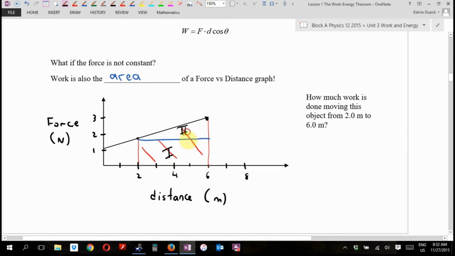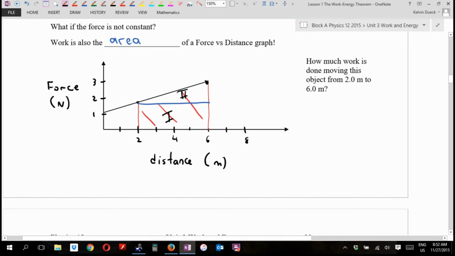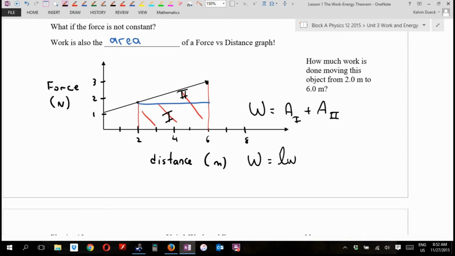I'm going to call this area 2. And the total amount of work is going to be area 1 plus area 2. Area 1, what shape is that? It's a rectangle. What's the area of a rectangle? Length times width, or you could say base times height, same diff. One side length times the other side length. Plus triangle. What's the area of a triangle? Half the base times the height.